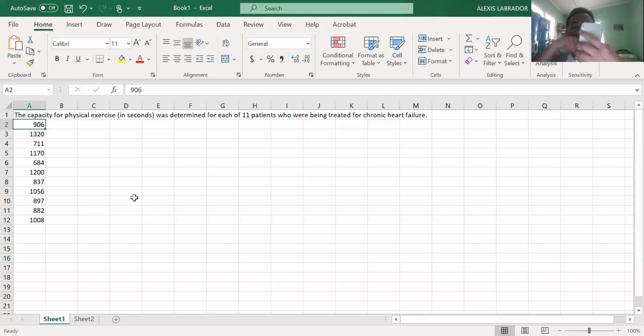Actually, sa first panel, andyan yung variance. Yung variance, ito yung S2X, that's 40,797. Okay, that's the variance. So dito masosolve agad natin yung variance.